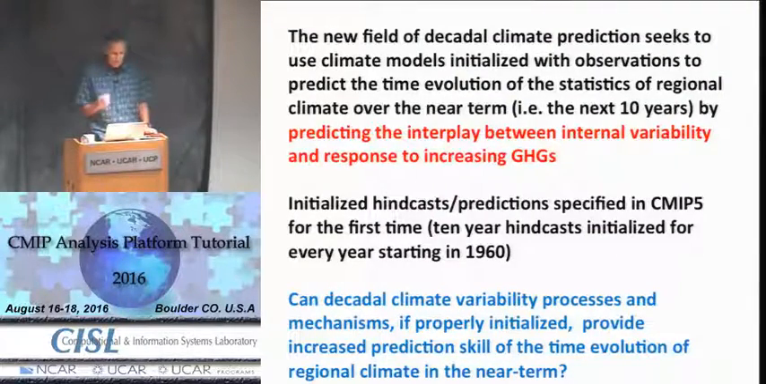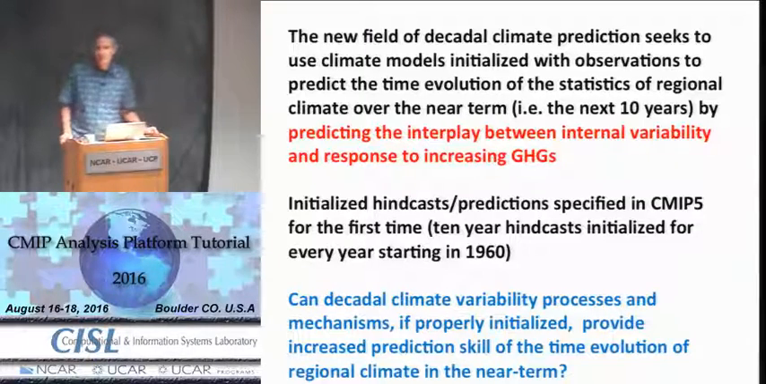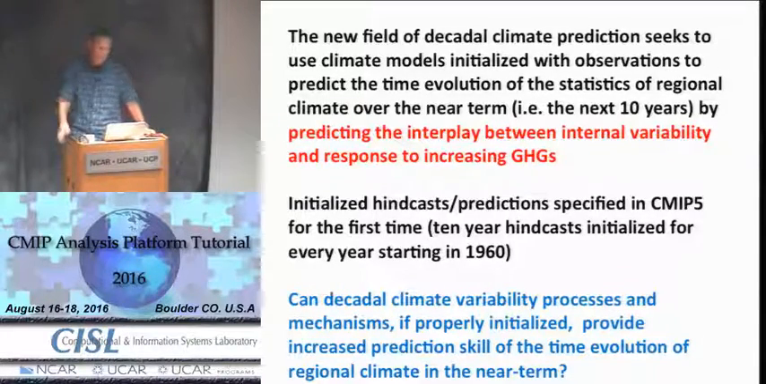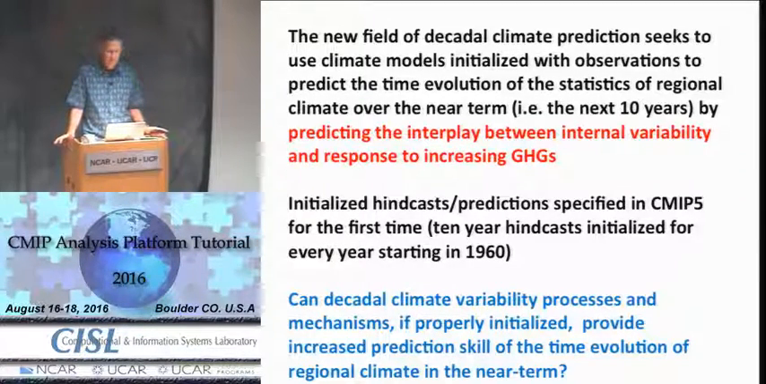So I was going to say a little bit about decadal climate prediction, because a new feature in CMIP 5 were these initialized decadal hindcasts. So we had the standard scenario runs, with the big 20th century and 21st century simulations and extensions out to 2300. But we also had this new field of decadal climate prediction, so we wanted to have a coordinated set of experiments that we could look at in a multi-model context.